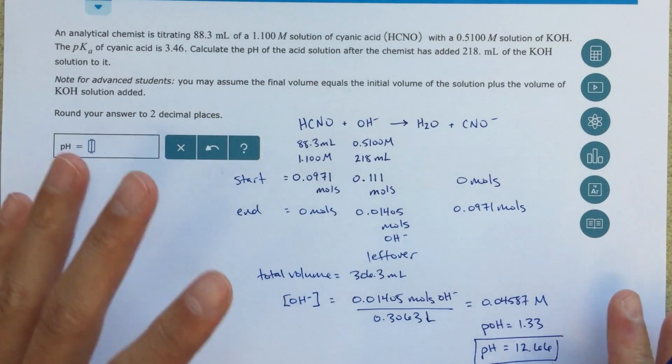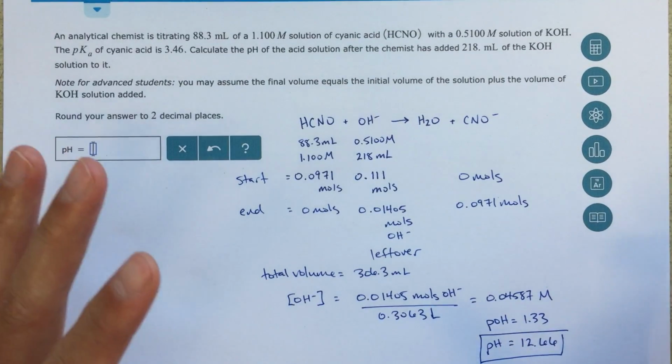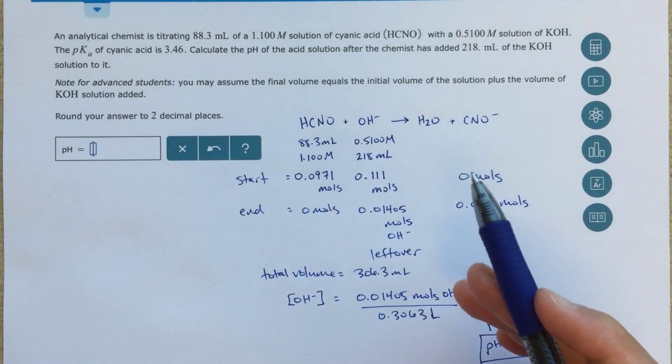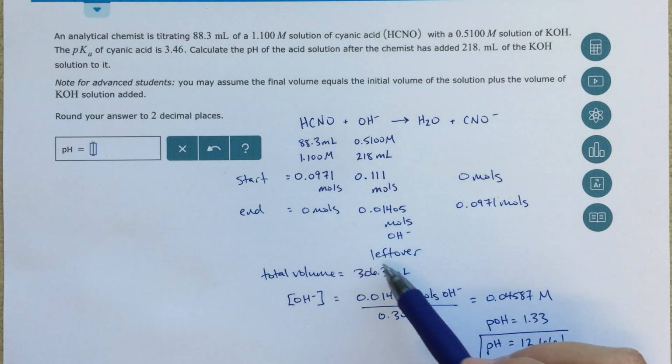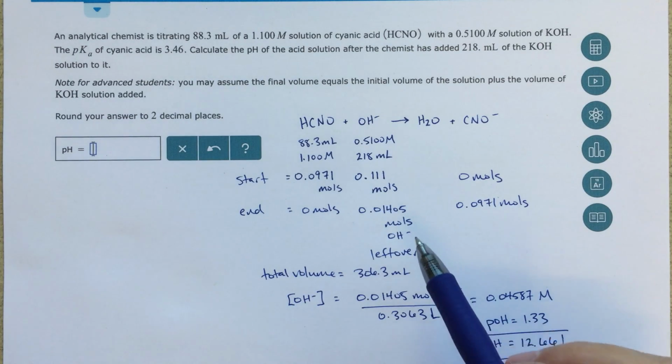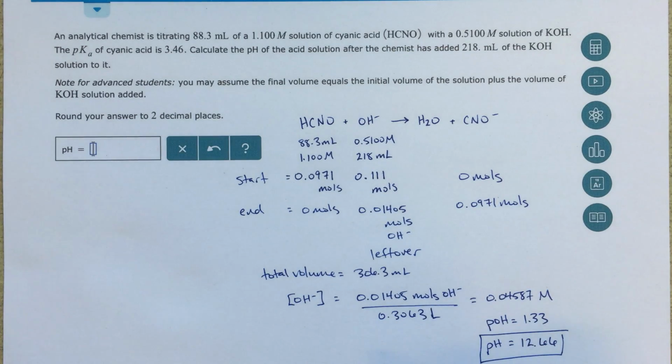So for this, we do not need to have any ICE table. We should not have any ICE table. It's just going to be stoichiometry. And then since I've got leftover strong base, that's going to be what determines my pH in my solution.